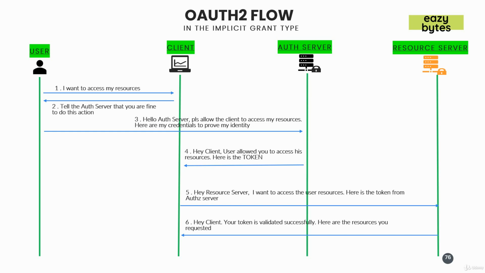Finally, in step 5, the client will make a request to the resource server by sending the access token that it received in the previous step and request some basic resources that I have, like my last name, first name, email details, etc. Once the token is validated by the resource server by contacting the auth server, the resource server will share the protected resource details that the client is requesting in step 6. With this, the entire flow will complete and the authentication and authorization of the user will be successful.